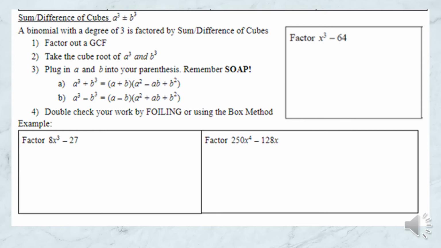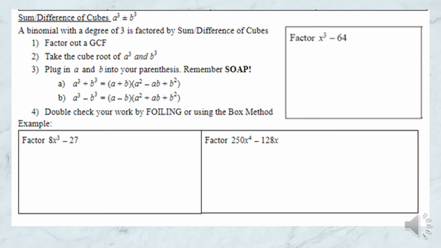So in the top right, we have x cubed minus 64. There is not a GCF, so we take the cube root of both. The cube root of x cubed is x. The cube root of 64 is 4. We then plug that into our equation, which looks like a difference of squares. So it's going to follow the b subpart in number 3. So I'm going to have x minus 4 times x squared plus 4x plus 16.